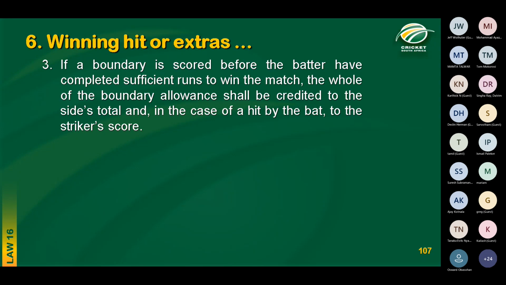Another example. Side B needs 200 to win the game. They're 199 for 2. The batter drives the ball through the covers. Just before the batters complete 1 run, the ball goes over the boundary. So they have not completed the single yet. The law tells us that because they haven't completed sufficient runs to win the game, the whole of the boundary shall be credited to the striker and to the batting side.